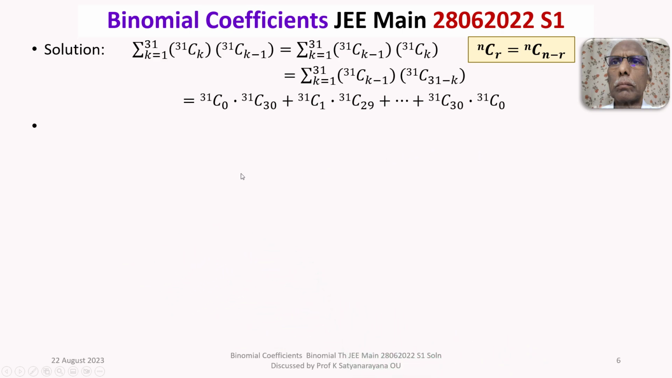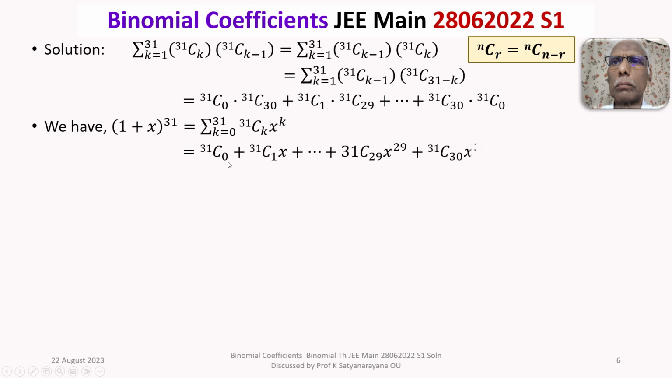Now let us recall the expansion of (1+x) to the power of 31, the binomial expansion. This will be sigma k equals 0 to 31 of 31Ck into x to the power of k. This is the well-known binomial expansion to us. If we expand, 31C0 plus 31C1 x plus etc., 31C29 x to the power 29 plus 31C30 x to the power 30 plus 31C31 x to the power 31.